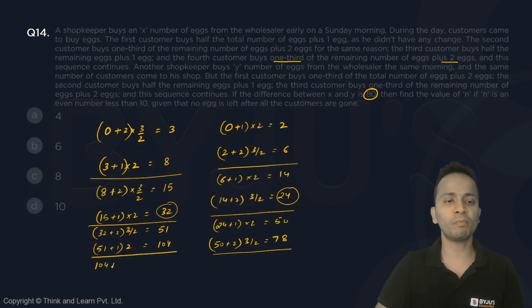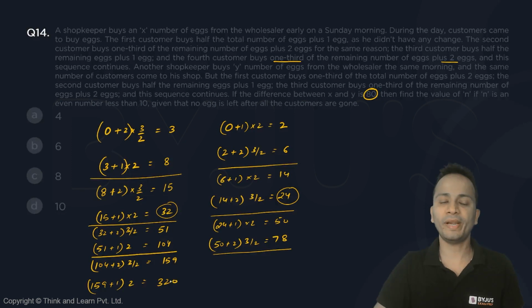So 104 plus 2 into 3 by 2. So 106, and this is 159. Then finally 159 plus 1 multiplied by 2, 160 into 2, that is 320. So 320 is the number of eggs with the first shopkeeper, if I consider 8 customers.